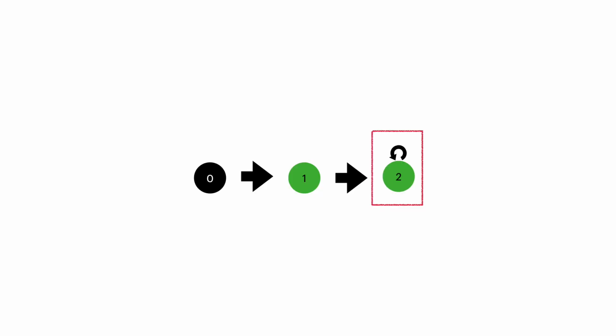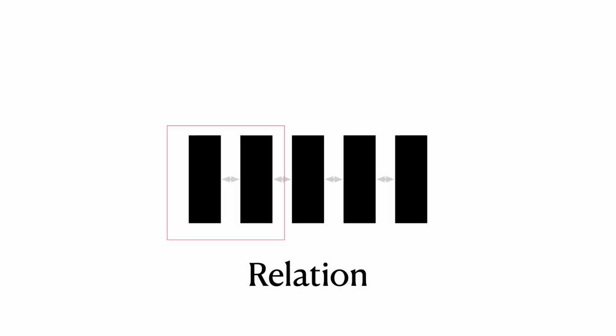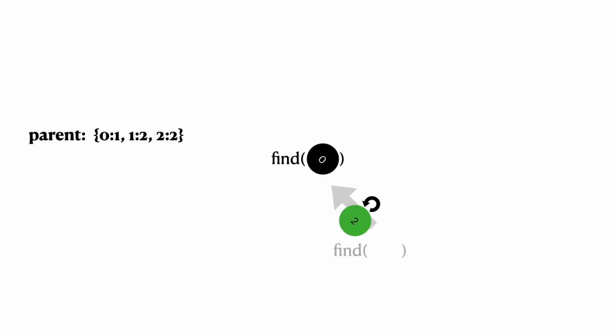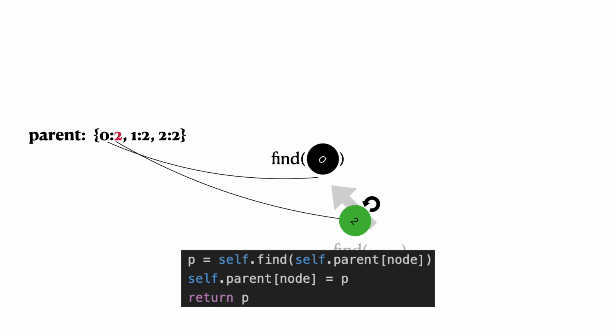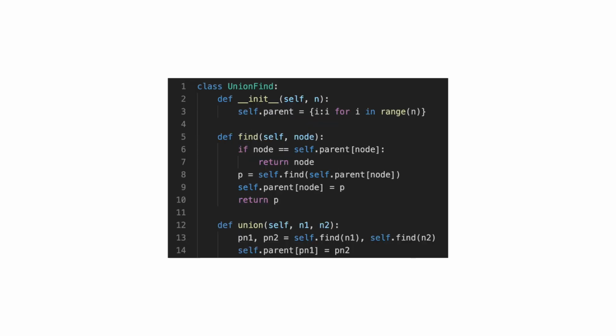What is the base case? The node 2. If the node and parent of the node are equal, just return it. Now the relation. Just focusing on the 2, that's all. Assume that the base case node is coming from the bottom. What should we do? Change the parent of the current node to it. Isn't it simple? Combining with the base case code, here is the final code. Full code for the union find.